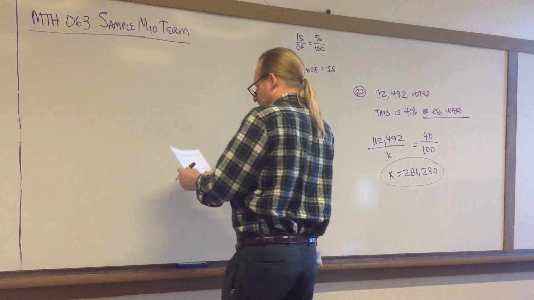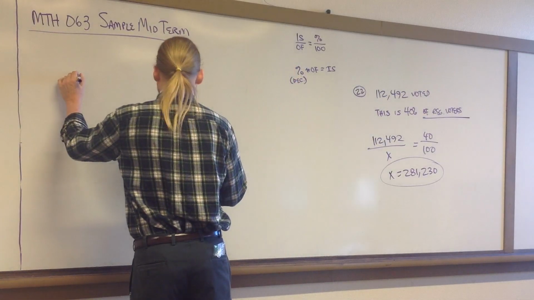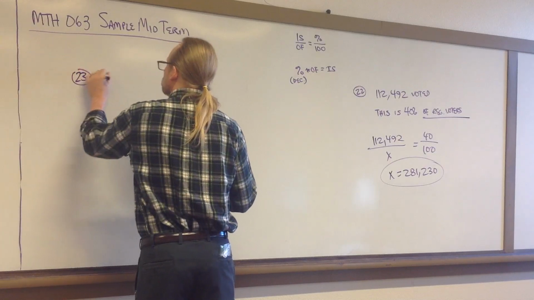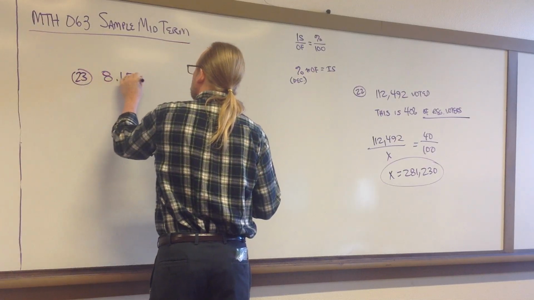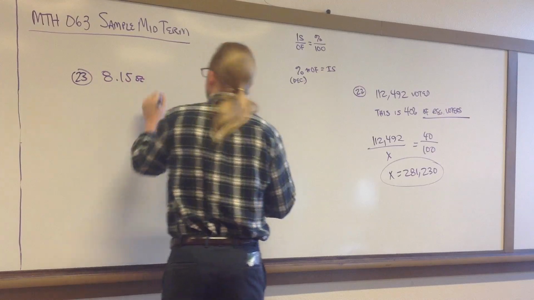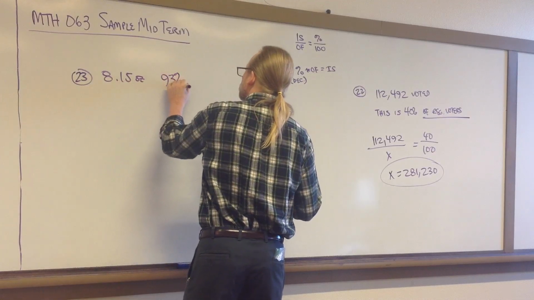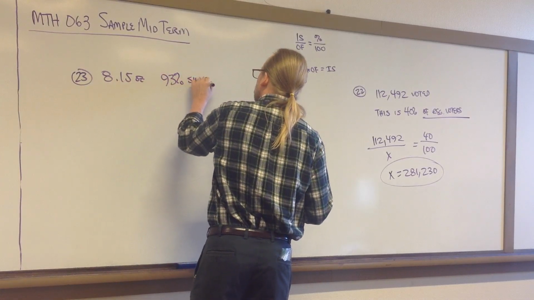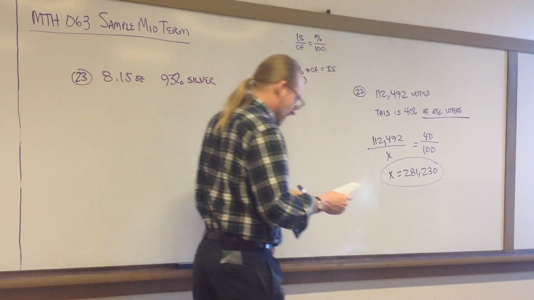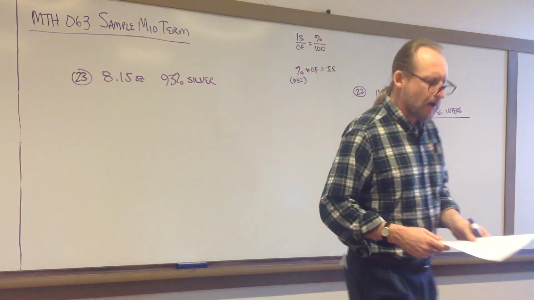A metal bar weighs 8.15 ounces. 93% of the metal bar is silver. How many ounces of silver are in the bar?